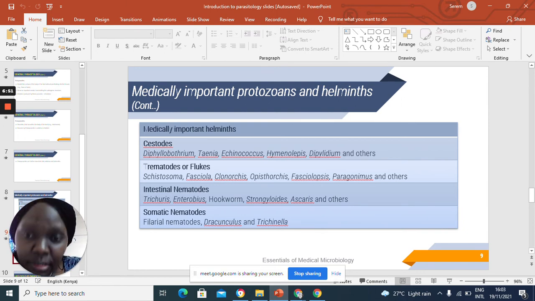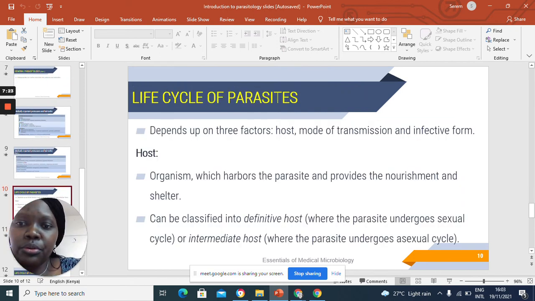Now we move on to the intestinal nematodes. These are nematodes that infect the stomach of the host, the intestines of the host, and most of these are roundworms. Examples of the roundworms, we have the hookworms, we have Ascaris lumbricoides, we have the Strongyloides species, we have Enterobius, and we have Trichuris. Somatic nematodes, we have the filarial worms, we have Dracunculus, Trichinella, we have Wuchereria, and many more.